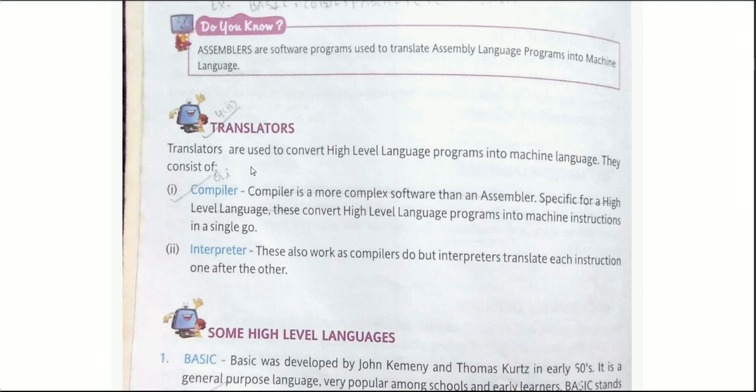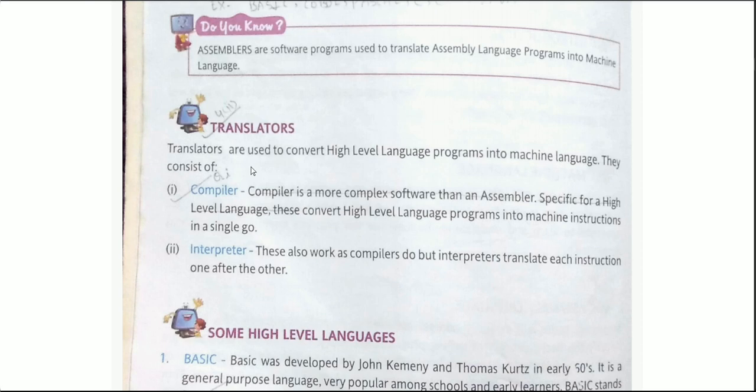Either your translator converts your high level language line by line, or it can convert the whole program in a single throw. If your translator is converting your whole program in a single throw, then it is a compiler. Yes, because over there at the last line you can see it converts high level language programs into machine instructions in a single go.